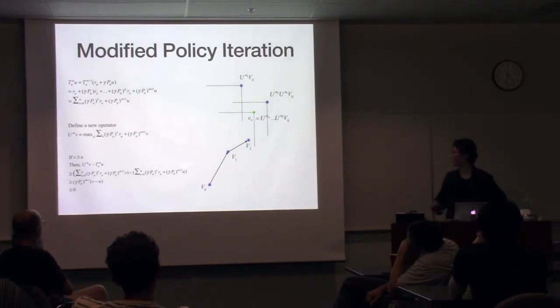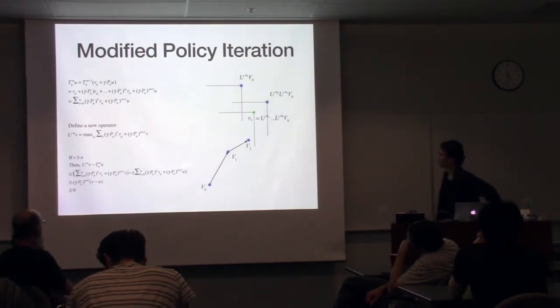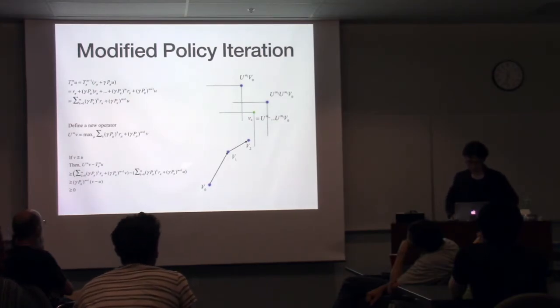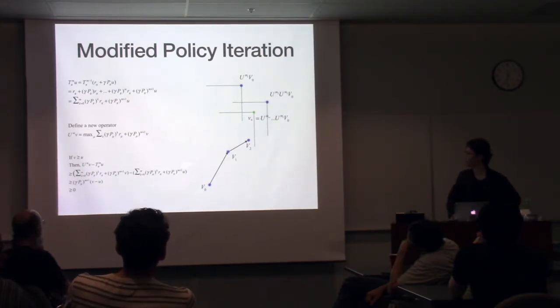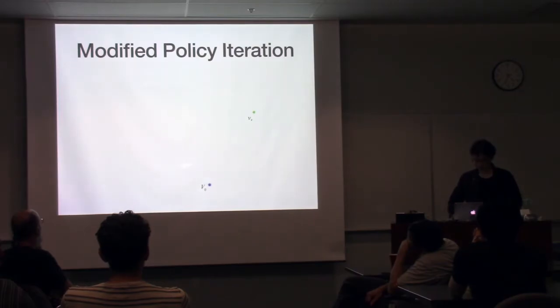And finally, because u is a contraction mapping and it's going to converge to v star, this will provide us an upper bound for Vn. And we see that Vn is going to converge to v star because of this lower bound and upper bound. Okay, so I'm going to show you a diagram showing this kind of process.